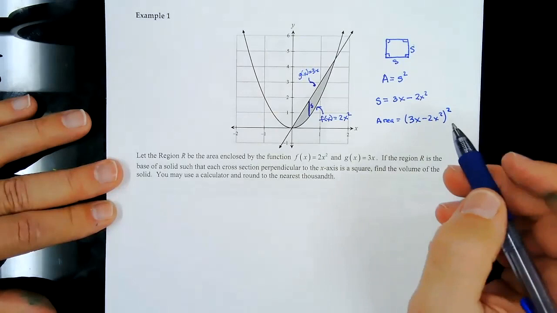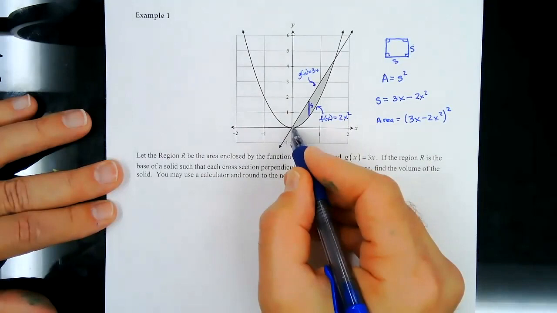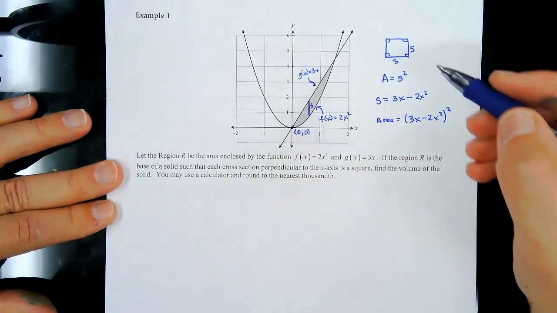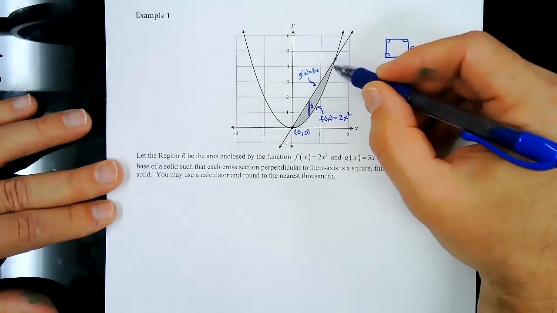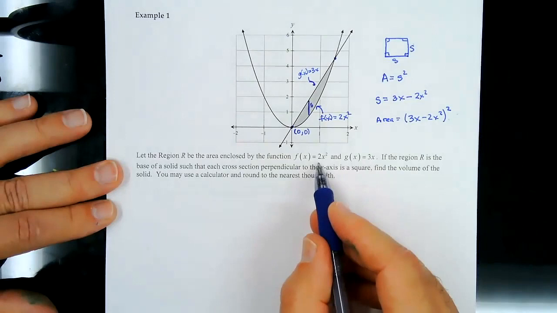All right. Now, where do we start making these? Right here, we can tell this is going to be 0, 0. Now, what are the coordinates of this point? We need to solve that, because you can't read it. So we need to put that into our calculator and come up with this. What we're going to do is solve 2x squared equals 3x.